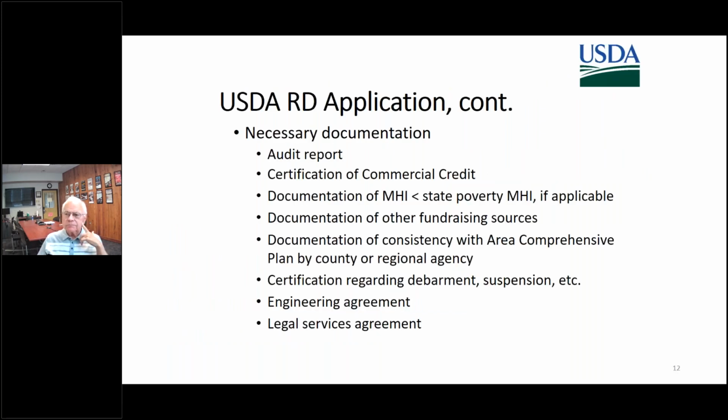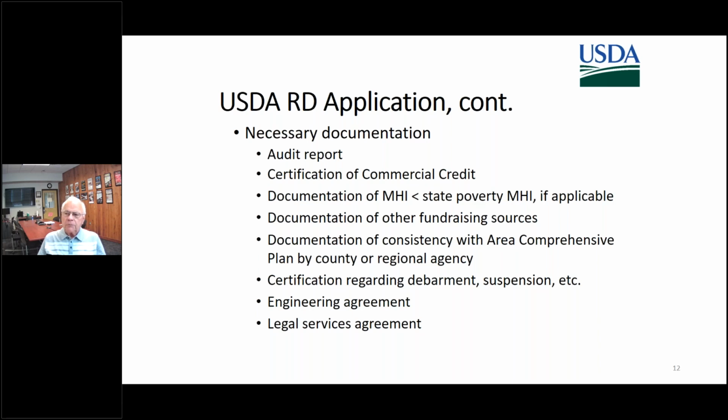So here's some more on this slide about what's part of the total application. You need documentation. All these items have to be documented. You need a copy of the annual audit report, or the most recent one for the community. You need a certification of the commercial credit. And that means you have to be able to certify that the funds are not available privately at a reasonable interest rate.